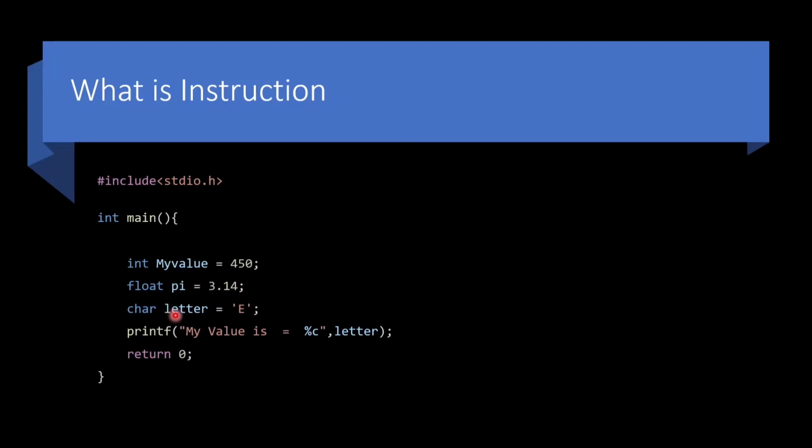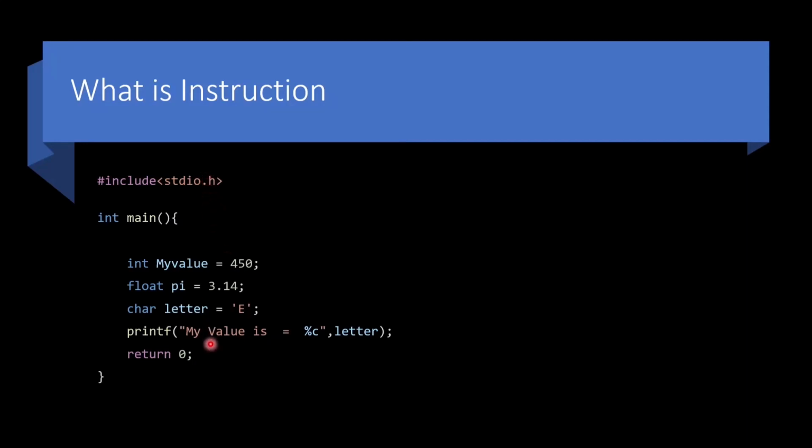After that it sees a character type variable letter having some value e and assigns it, and after that it sees the print function, sees that the user wants to print the value of the letter, then it prints, and after that it sees return 0 and returns 0 and ends the program. This is the flow of this program.